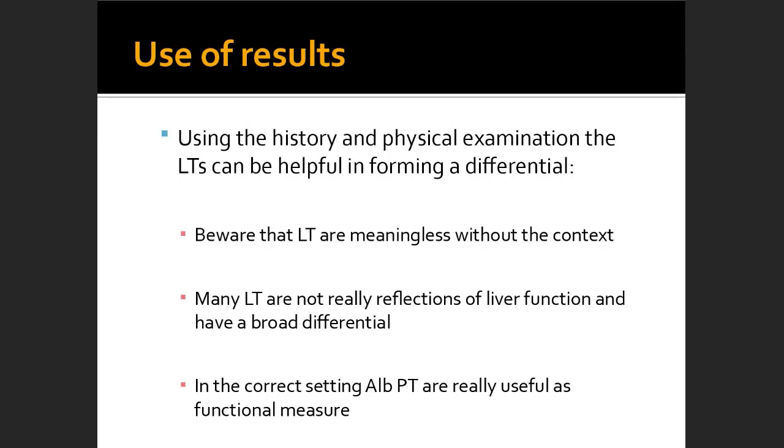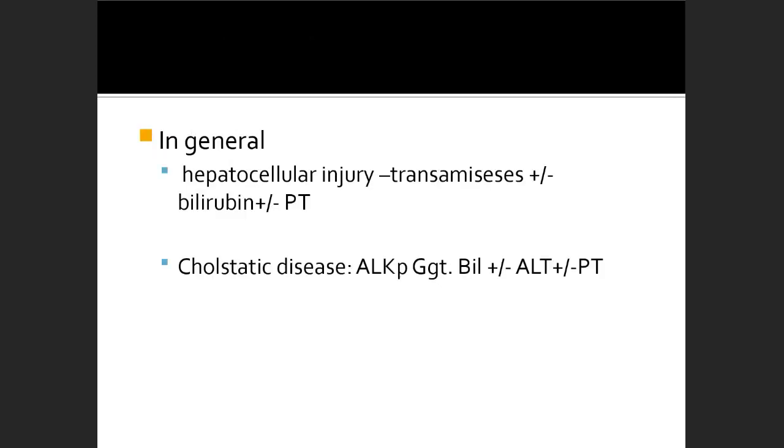So using the history, and I would say history, and then using the examination and the liver tests to help, you should be able to get an idea of what's going on, really. And liver tests, a bit like an ECG, isn't it? An ECG without the story is meaningless, and liver tests without the story is meaningless. We know that not all liver test abnormalities reflect liver dysfunction, and hopefully you'll have the image of that car in your mind. And in the correct setting, maybe albumin and prothrombin time are better ideas of the functioning of the liver.